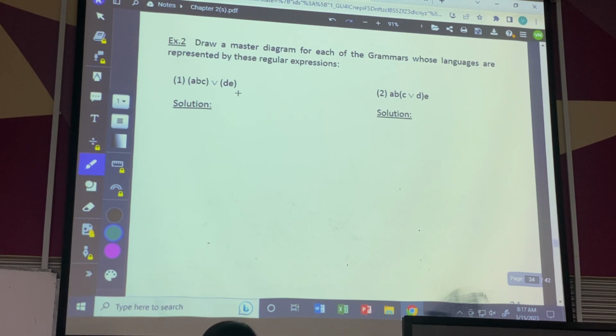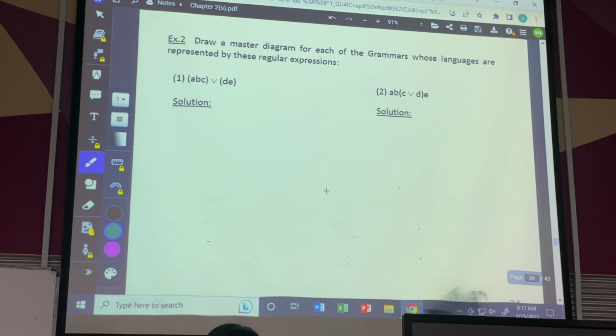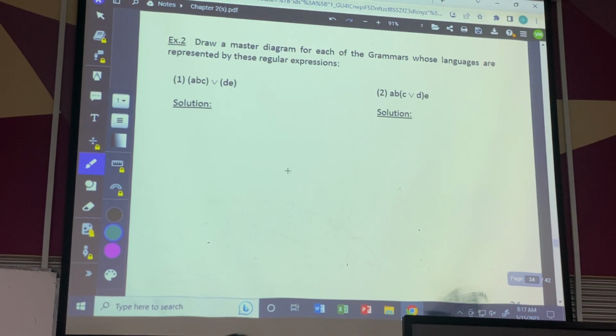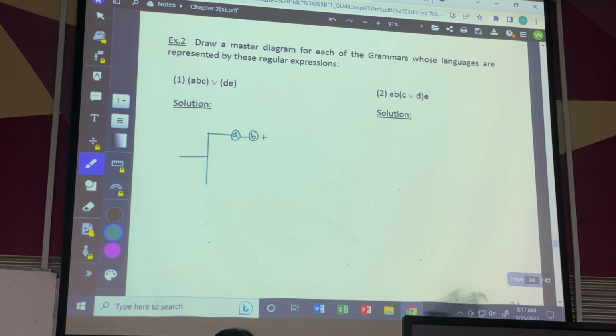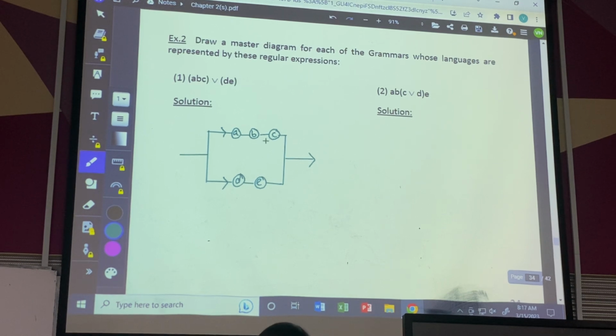Now, when you have ABC or DE, it means that these are alternative, right? So one way goes to ABC, one way goes to DE. Okay, so we draw two different ways. These are the two ways. One goes out from ABC, one goes out from DE.